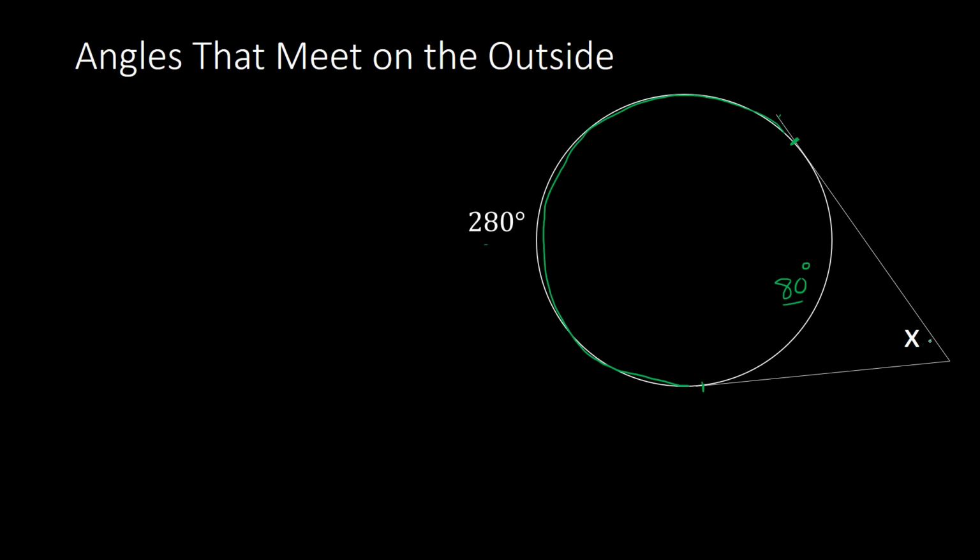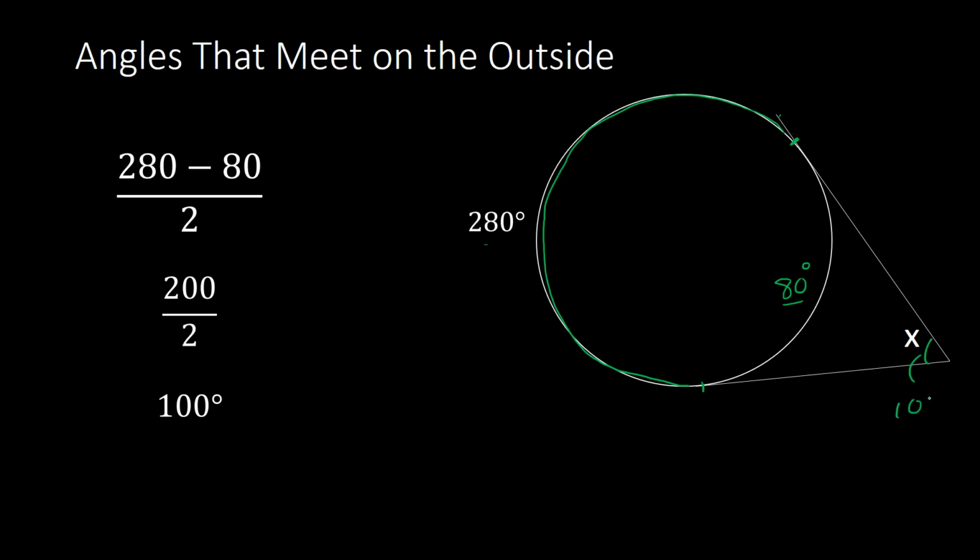And to find x, I do the same thing where I subtract and divide by 2. So if I subtract 280 minus 80 and divide by 2, I'm going to get 200 over 2, which would be 100 degrees. So the measure of angle x would be 100 degrees.